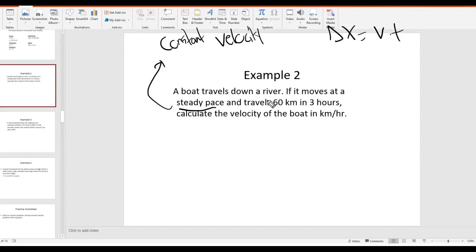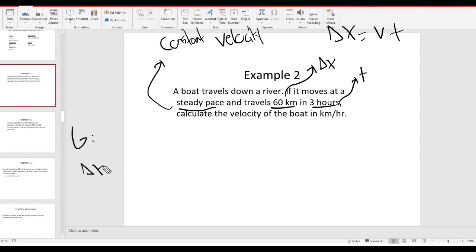Now, as I go through, again, I'm looking for numbers because that's going to be my given information. 60 kilometers. So think about what a kilometer is. It's a unit of distance or a unit of displacement. So based on the unit, I'm going to say that is going to be delta x. Okay, again, just looking at the unit. Same thing right here, 3 hours. What do you think I'm going to label that as? Okay, what's measured in hours? That's going to be time.